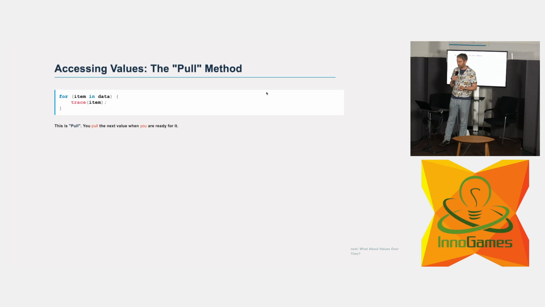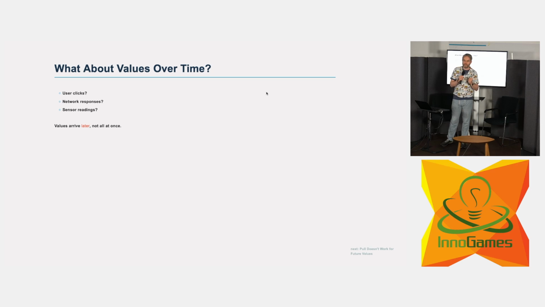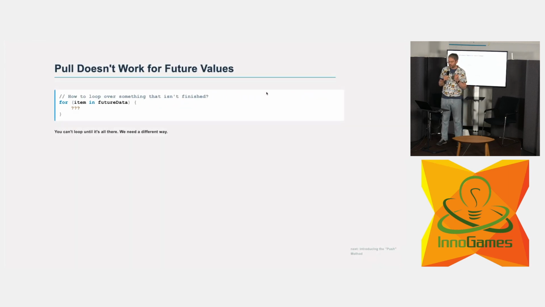We take the next value. And this is what I want to call the pull method. We pull the next value when we are feeling ready for it, and then we do some computation on it, right? It's easy as it is. But what if we now start to introduce time to our array? What if we think, instead of user clicks, of stuff that is not there yet and that will happen in the future? So we don't know yet all the values that are in this array. So values will arrive later, not all at once. And obviously our little pulling and looping does not work for these future values.